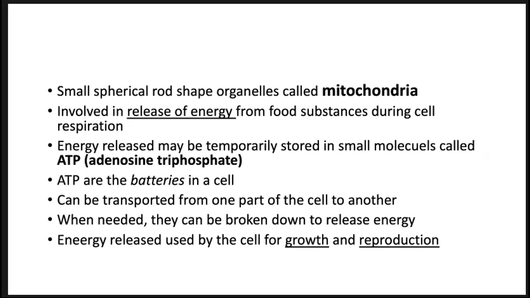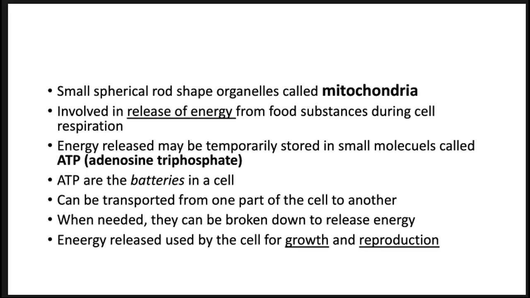And energy released may be temporarily stored in small molecules called ATP, adenosine triphosphate. So mitochondria are basically the energy-producing organelles found in plant cells and animal cells. And that energy is stored in the form of ATP. So ATP molecules are the batteries in a cell, and they can be transported from one part of the cell to another. When needed, they're broken down to release energy.